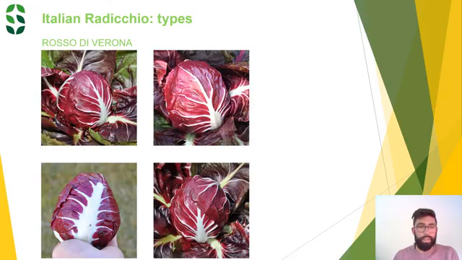And another important thing is the size. The original Rosso di Verona doesn't have to be that big. As you can see from the picture where the Radicchio is held in my hand, that is not that big, like a Chioggia.